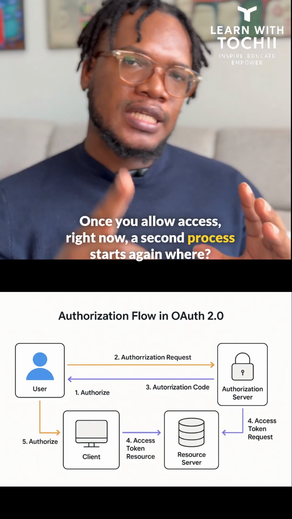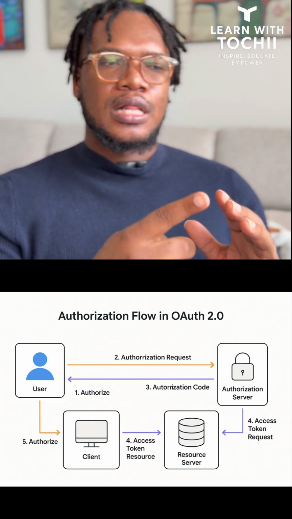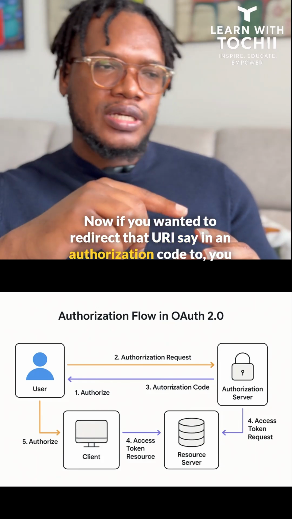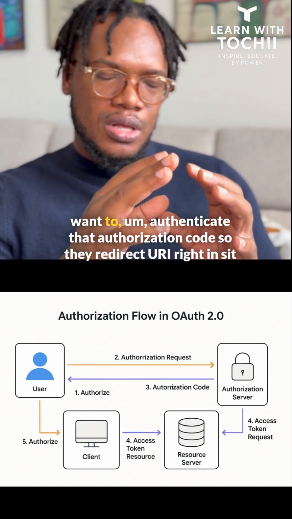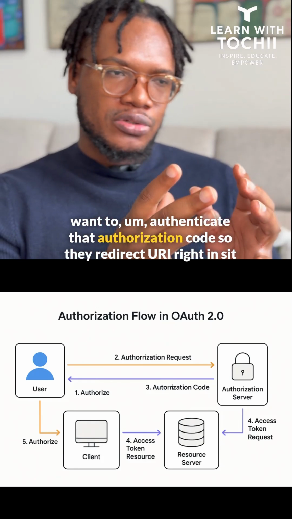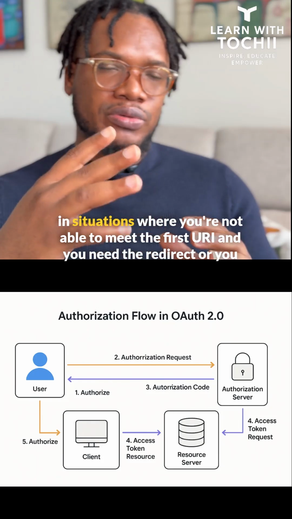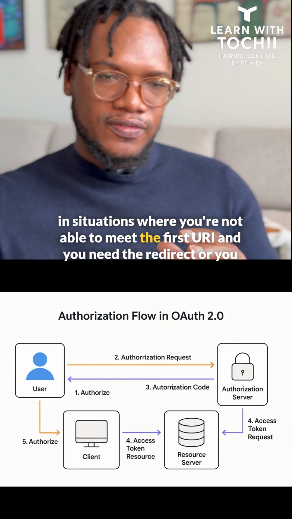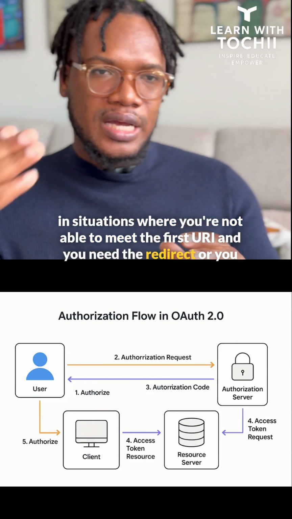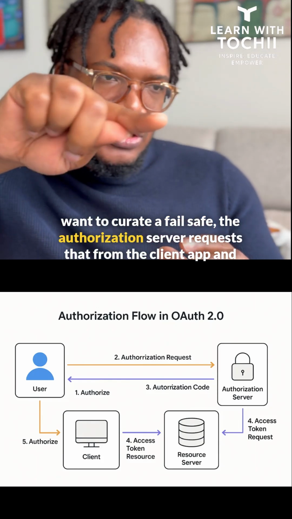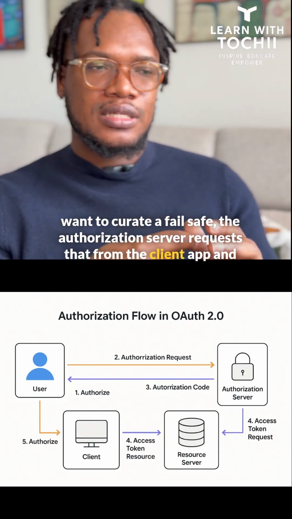Now, a second process starts where, if you wanted to redirect that URI, say in an authorization code, you want to authenticate that authorization code to the redirect URI, right? In situations where you're not able to meet the first URI and you need a redirect, or you want to create a failsafe, the authorization server requests that from the client app.